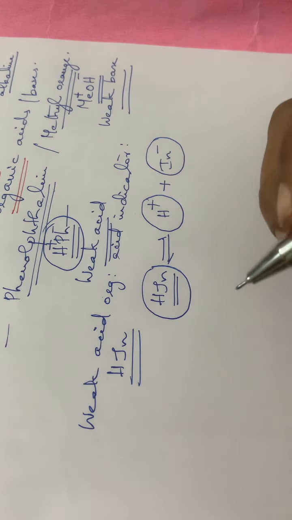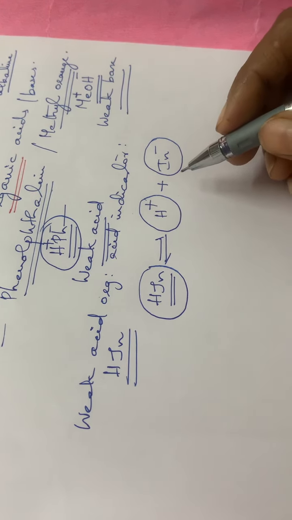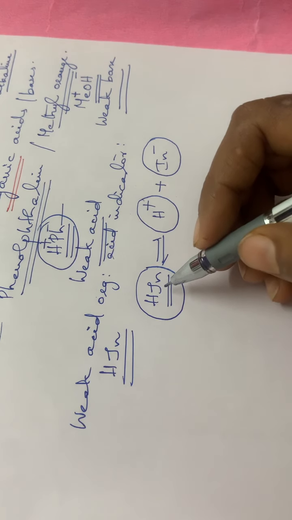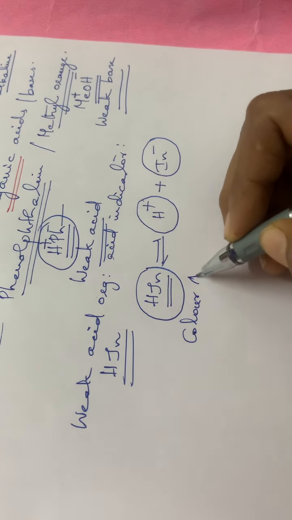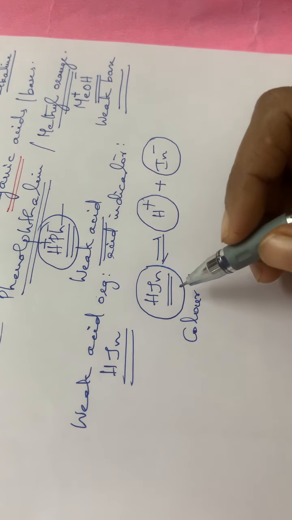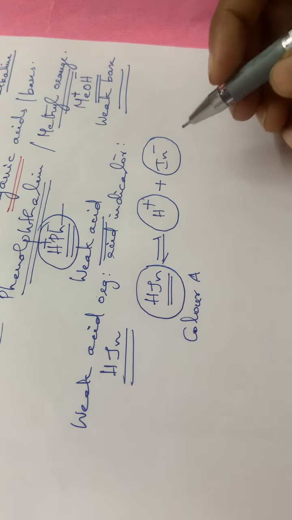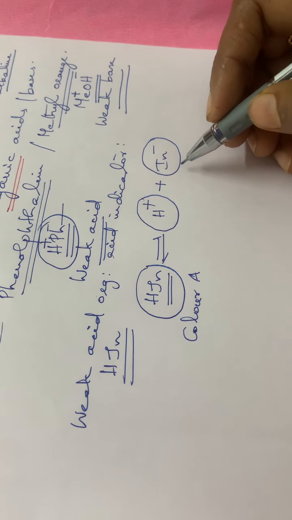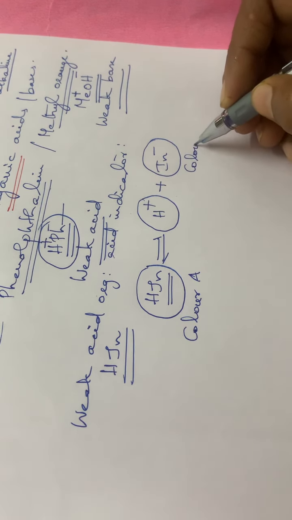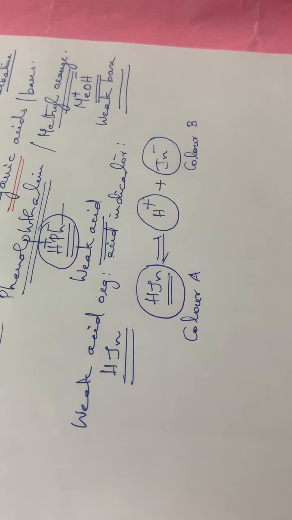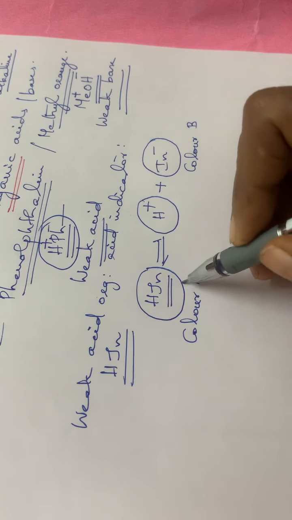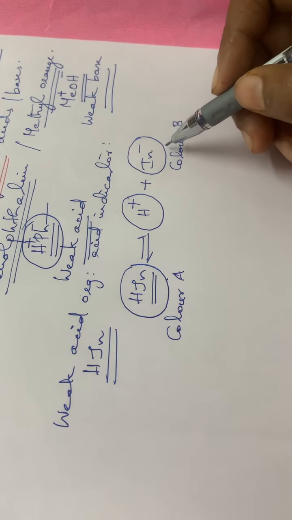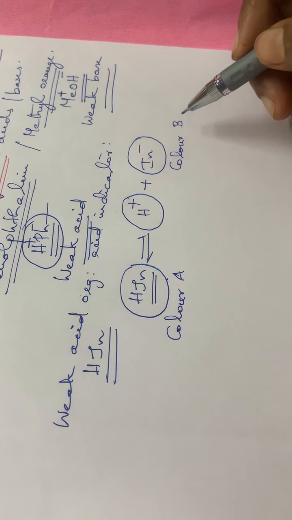Okay, while this equilibrium happens, this HIn will have a distinct color, say color A. The unionized HIn will have color A, and the ionized In minus will have another color, let it be color B. So the unionized or undissociated form has color A, and the ionized form has color B.